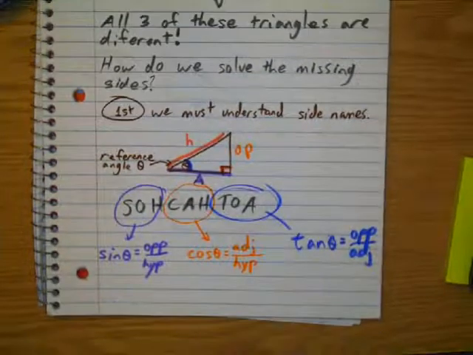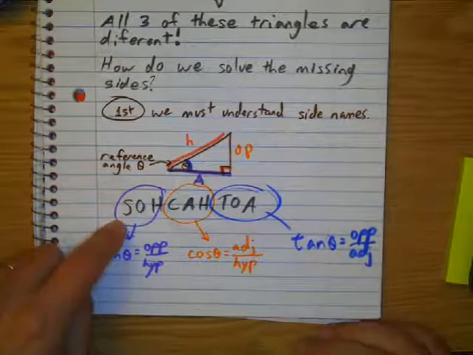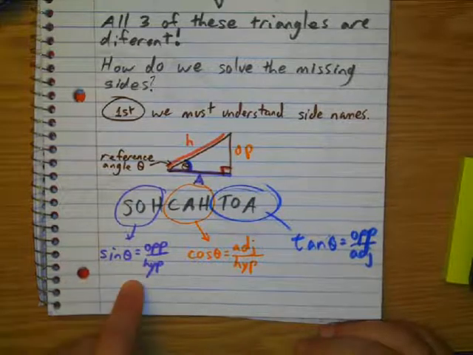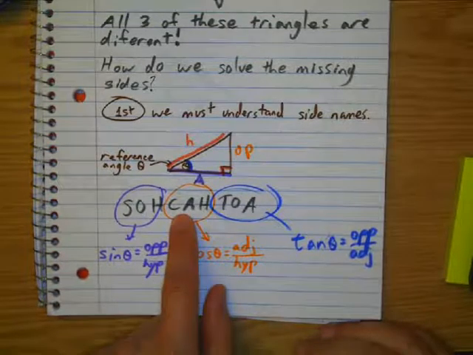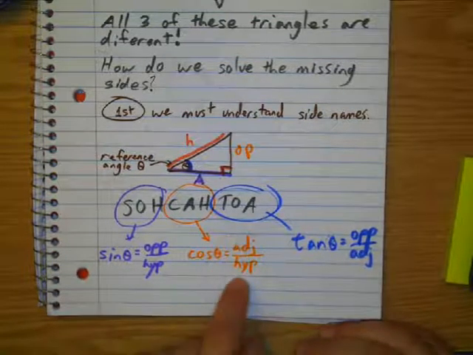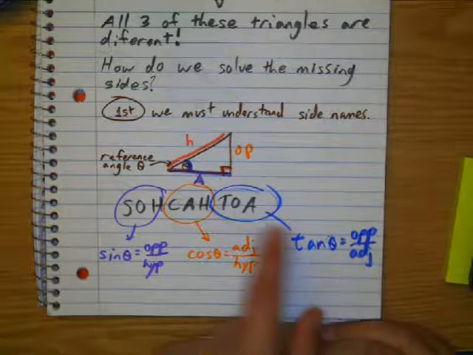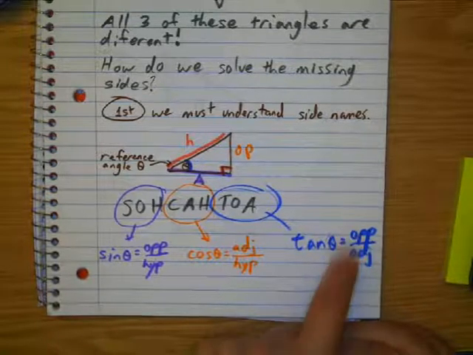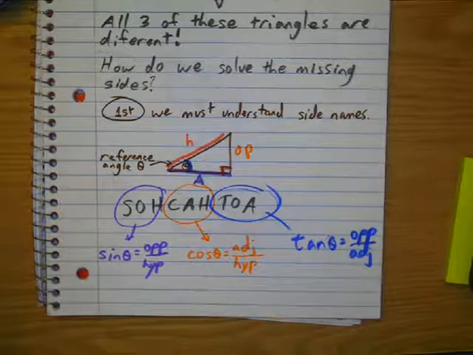Whenever we're doing sine, the ratio is opposite over hypotenuse. Whenever we're doing cosine, the ratio is adjacent over hypotenuse. And whenever we're doing tangent, it's opposite over adjacent. So you might want to hit pause and copy this down.